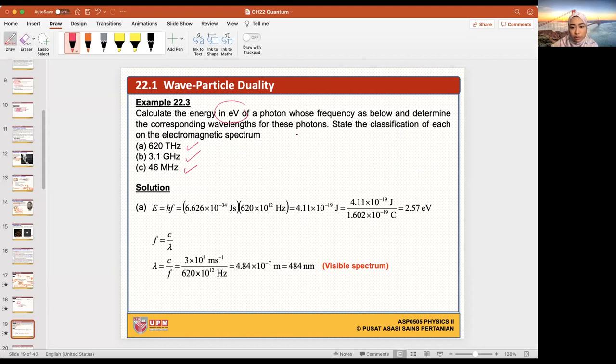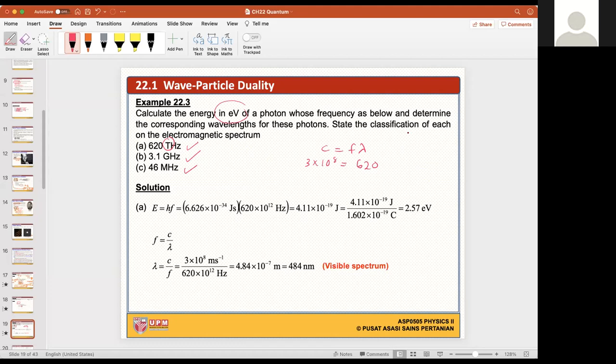Okay, so 620 hertz. Let's find out the wavelength. So we have c equals f lambda. So c is 3 times 10 to the 8. Frequency is 620 tera. What is tera? Does anyone know what tera is? Terabyte. I forgot what tera is.